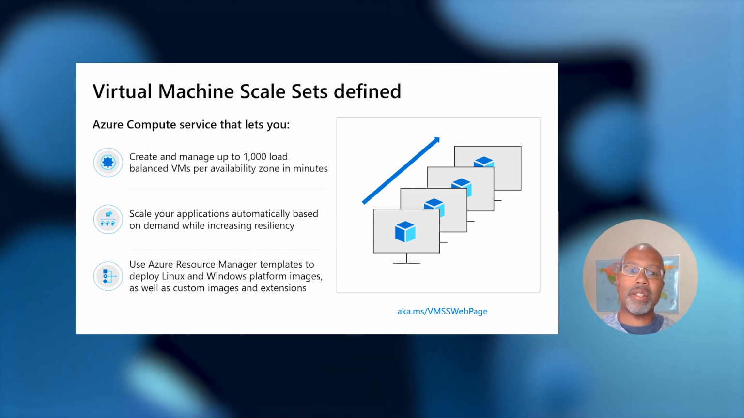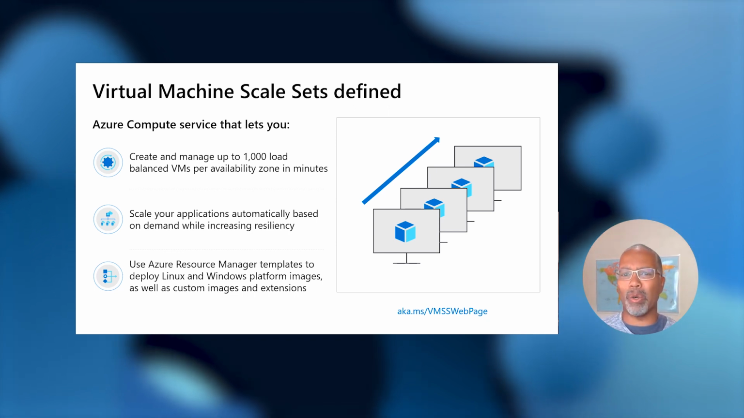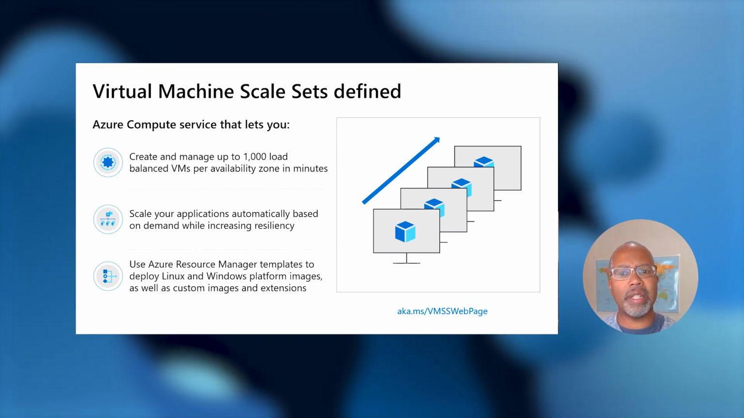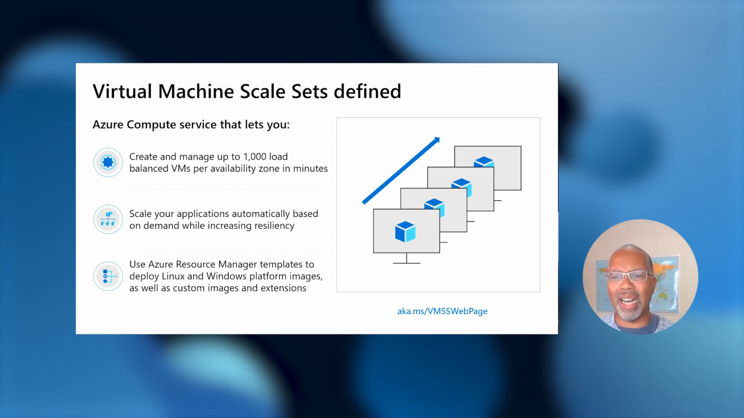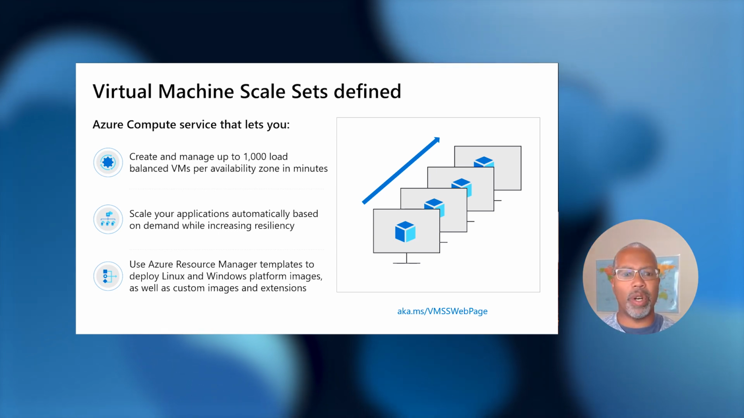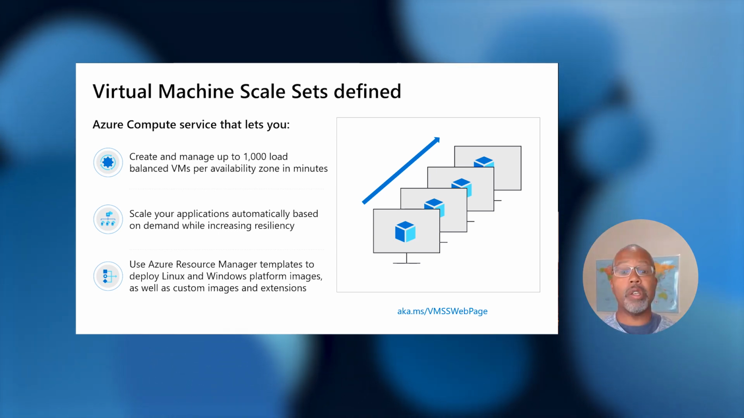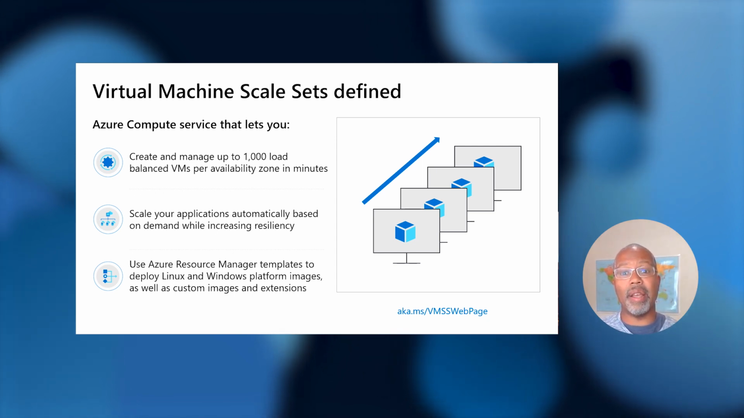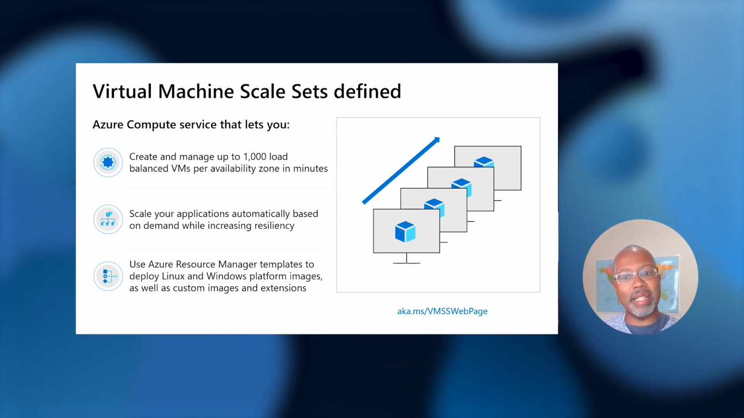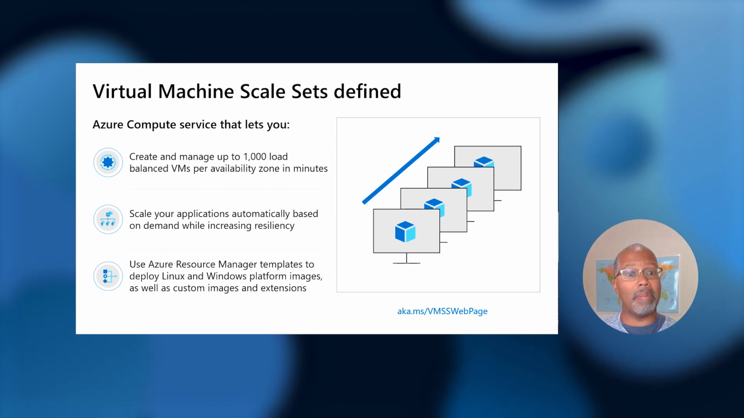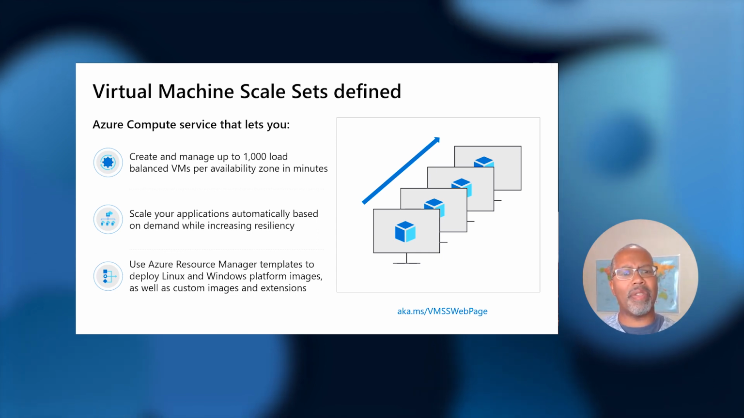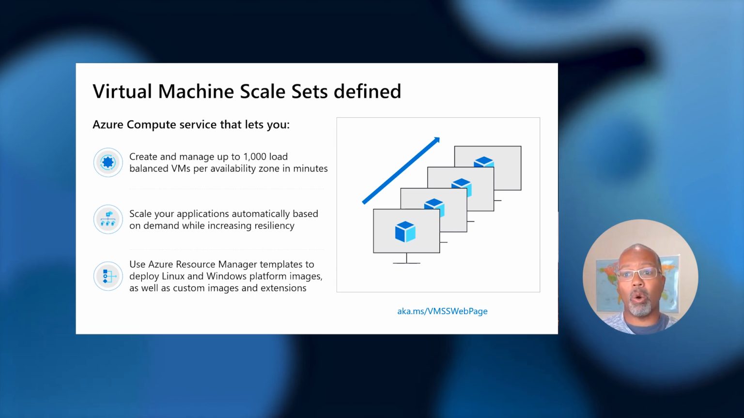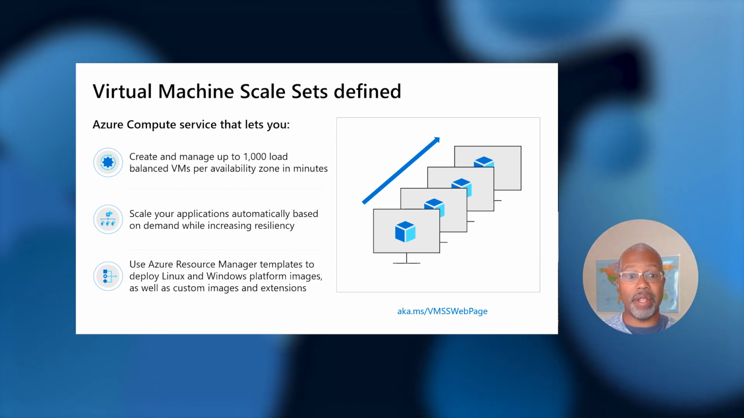With scale sets, you define a virtual machine model or template that describes the characteristics of the VMs you want to create, like the size or the type of data disks you want to use, the networking parameters, that kind of thing. You then set the instance count, and the scale set will then stamp out VM instances according to the model that you specified. And you can have up to 1,000 instances within a single availability zone. You can choose to spread those virtual machines across multiple availability zones or multiple fault domains within the same zone.